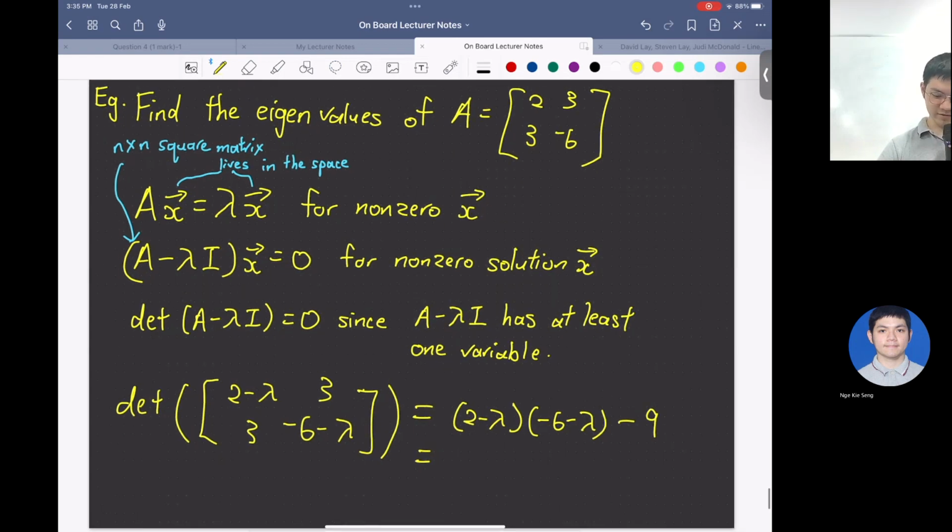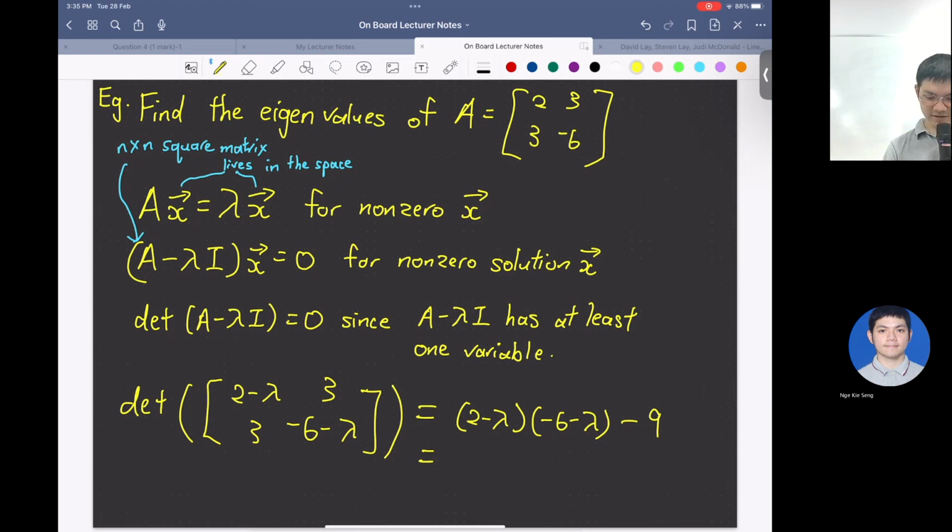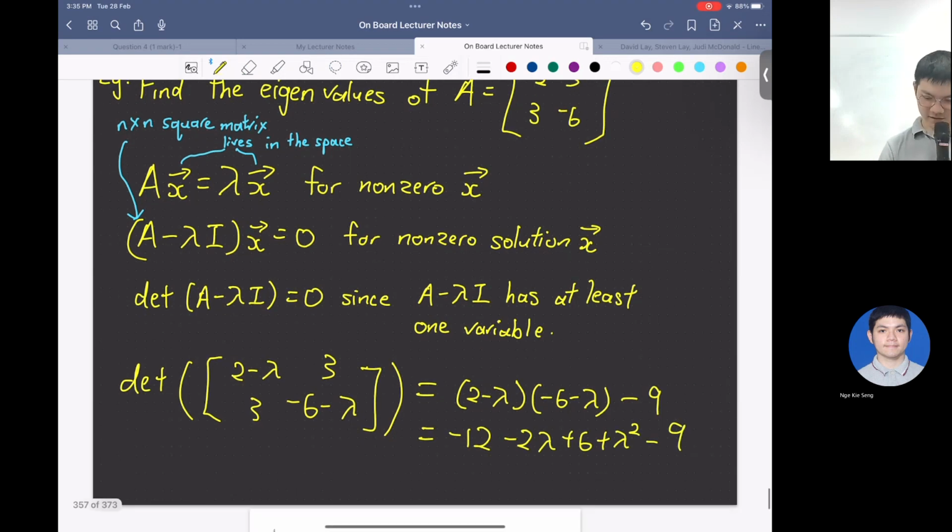What's this? Anyone finish calculation? Lambda squared plus 4 lambda minus 21. Okay, so can you factorize this? This is lambda plus 7 times lambda minus 3.